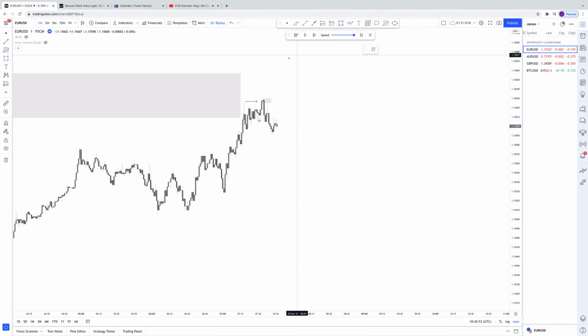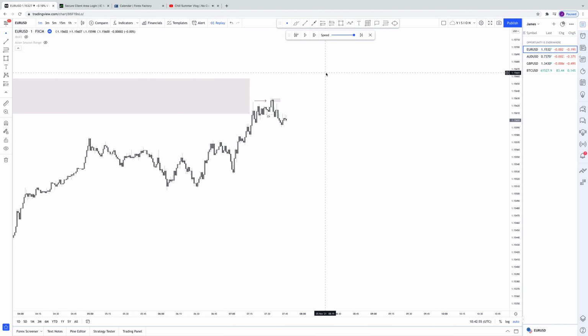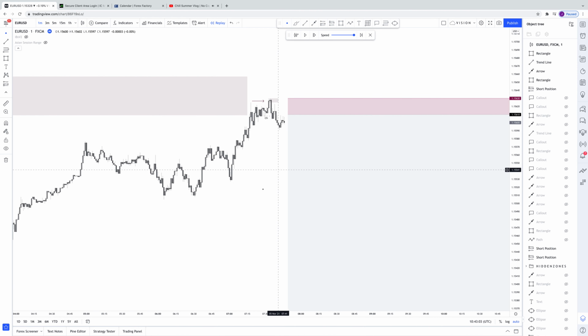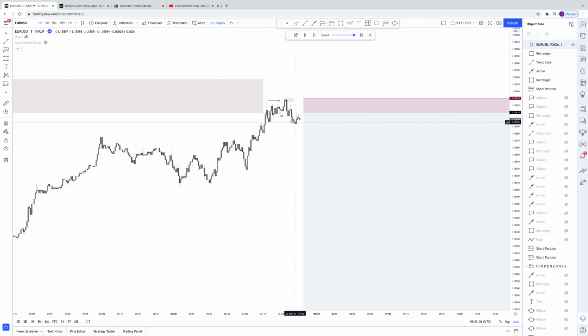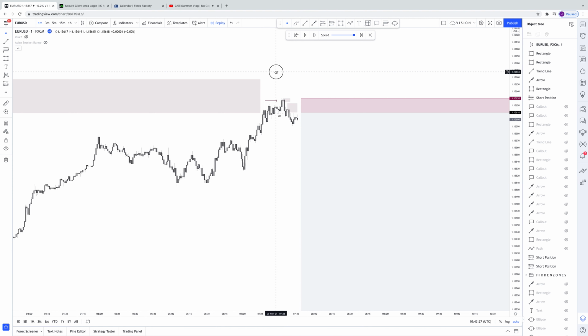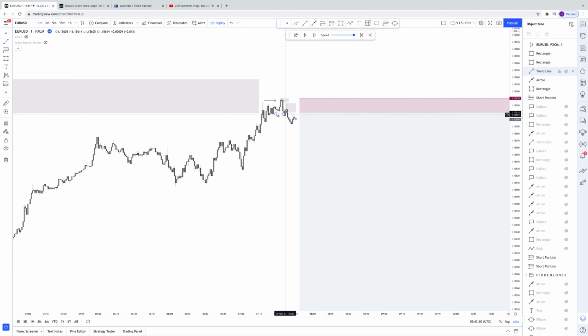Okay, so at this point here, I can just mark on. Okay, so this is where I put my order on. So, getting back to it, we have a change of character, we push in, we don't tap into this zone here, but we then break structure. If you don't class that as a break of structure, that's fine. For me, I do. Okay, so this would be our clear area. Okay, that's our clear area.